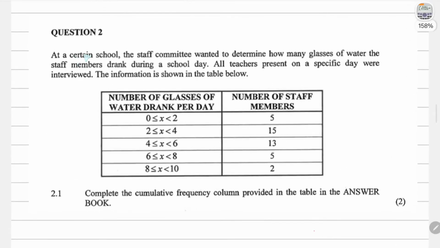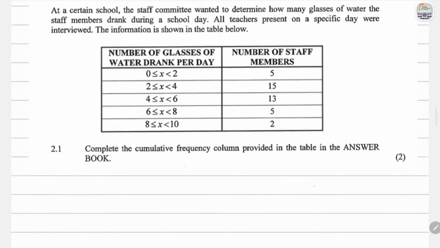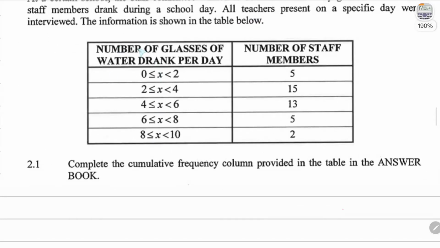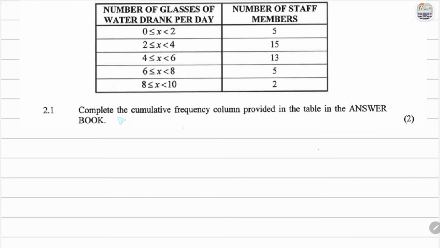Question 2 says, at a certain school, the staff committee wanted to determine how many glasses of water the staff members drink during a school day. All teachers present on a specific day were interviewed. The information is shown in the table below. We have as our X values the number of glasses of water drunk per day, and the frequency is the number of staff members. Question 2.1 says, complete the cumulative frequency column provided in the table in the answer book.